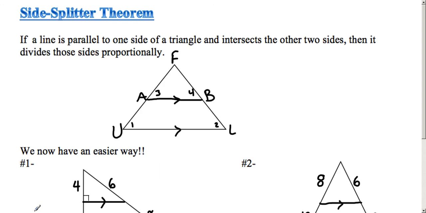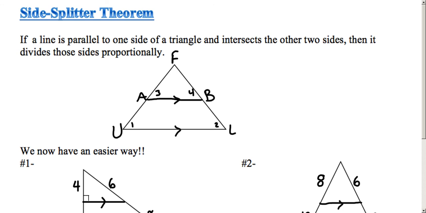Now let's look at our first theorem of the day, the side splitter theorem. It says if a line is parallel to one side of a triangle and intersects the other two sides, then it divides those sides proportionally. Interesting. So what this is saying is that this piece to this piece is the same ratio as this piece to this piece. So let's write that as a proportion.